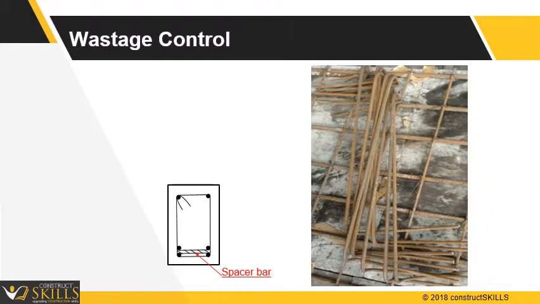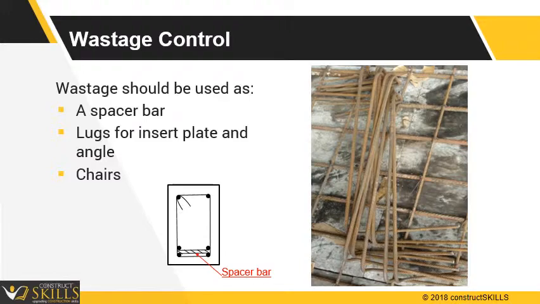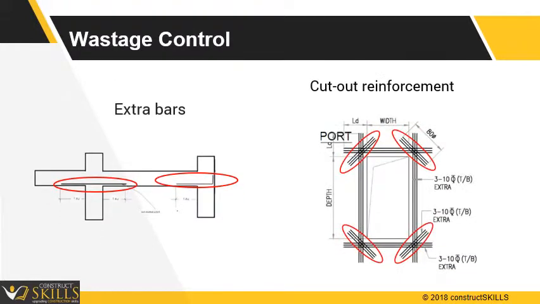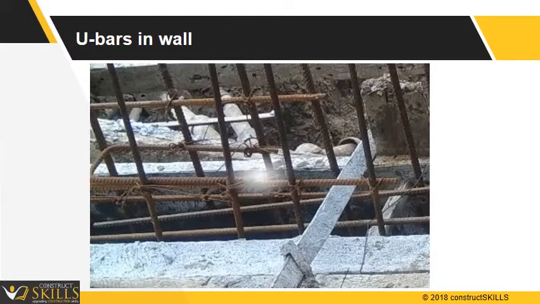Wastage control. Scrap from the bar cutting can be reused at some places: spacer bars, lugs for insert plates and angles, chairs, extra bars, and U-shaped bars in walls. Scrap from the bar cutting can be reused as extra bars and cutout reinforcement, and as U-shaped bars in walls.